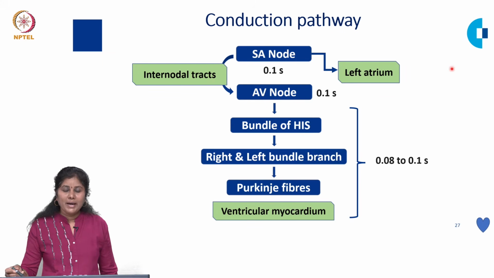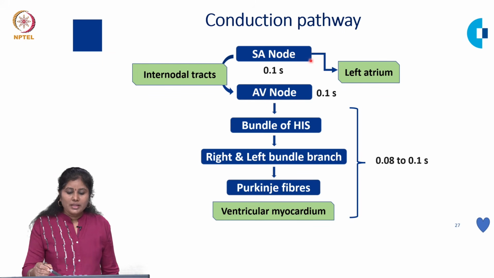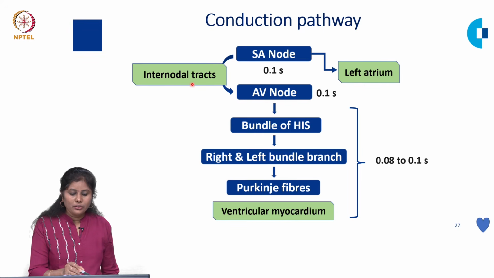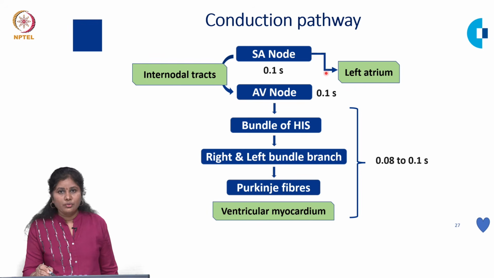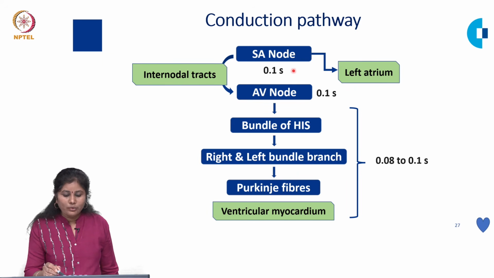This is the conduction pathway. As we all know, SA node generates the potential, it transmits to the AV node via the internodal tract to the right atrium and via a branch of anterior internodal tract to the left atrium. So, within this 0.1 second, the entire right atrium and the left atrium is excited.